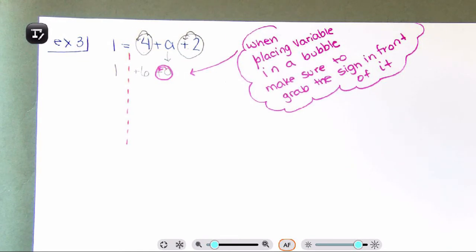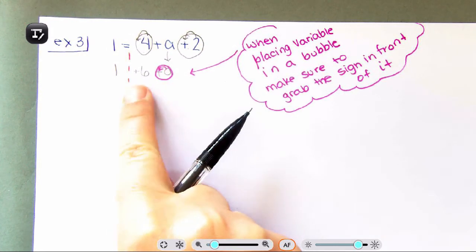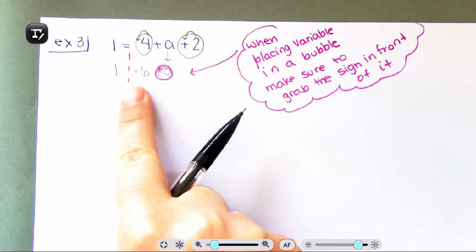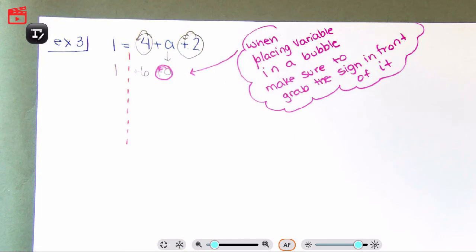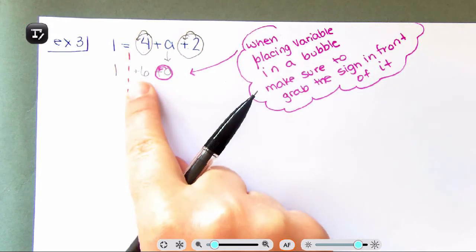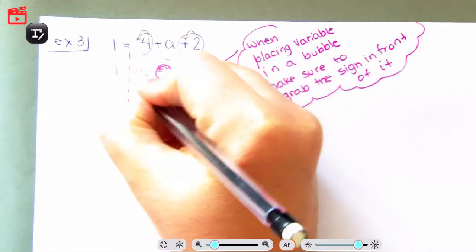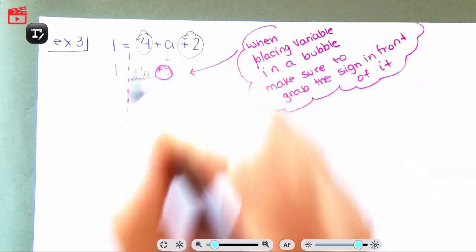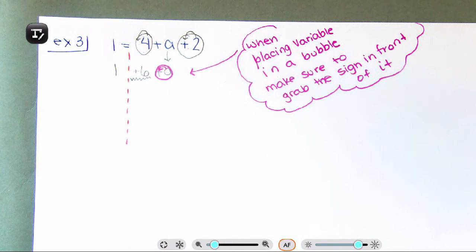And the reason I'm doing that is that I'm looking at step number 4 and it says undo everything attached to your variable. So these are attached. And so it's like, how are they attached? So we want to undo things. So if plus A is in a bubble, I need to undo whatever this is. I need to get rid of this by moving it to the other side. So how do I do that?